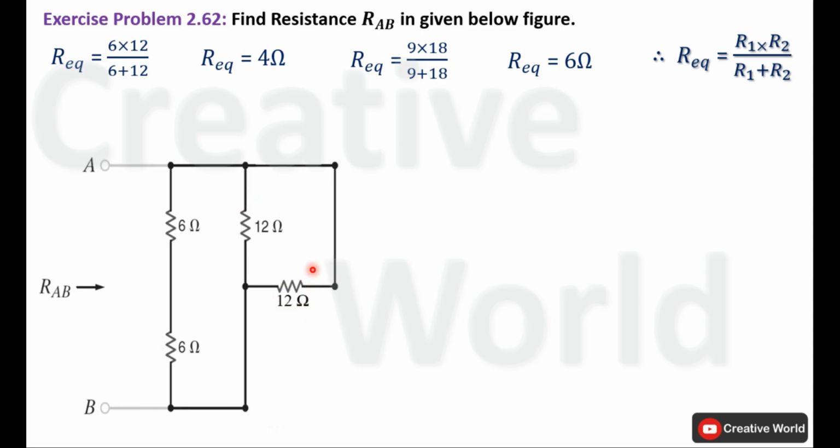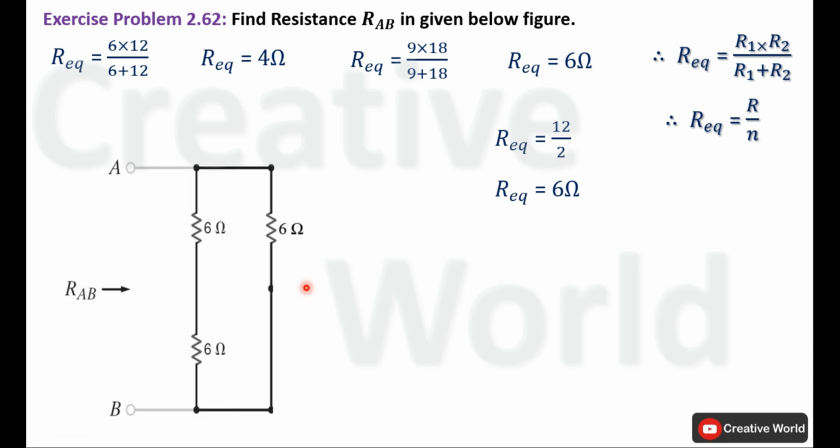Now these two resistances are in parallel connection and both resistances have the same value. So we will use this formula to calculate their equivalent resistance. R equivalent is equal to R divided by N. Here R is the resistance of a single resistance and N is the number of same resistances that are connected in parallel. In this case, N is 2 and R is 12 ohm. So place values inside this equation. 12 divided by 2, it will become 6 ohm. So we can replace these two resistances with a single resistance having the value of 6 ohm.